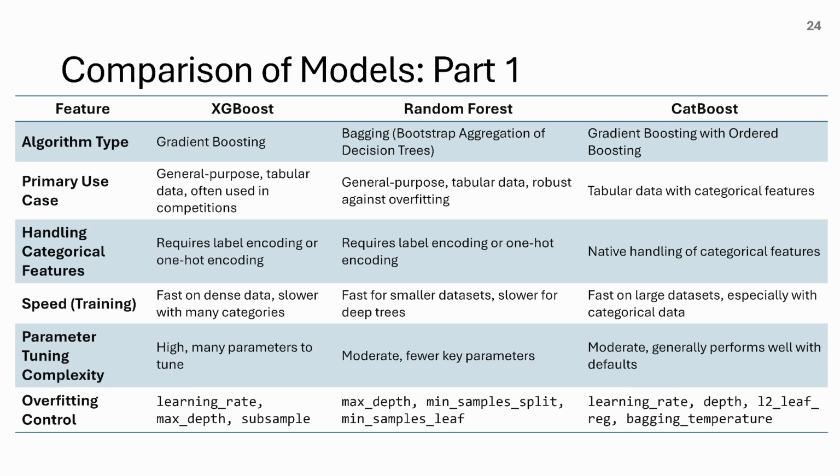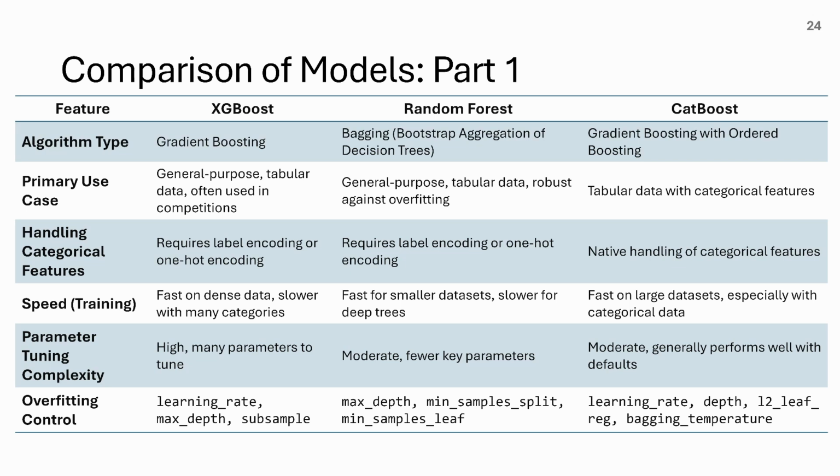That is important. What about the training speed? XGBoost performs well on dense, structured data, but can slow down if there are many categorical features due to the need for encoding. Random forest generally has fast training speeds with smaller datasets, but may slow down as the depth of each tree increases.